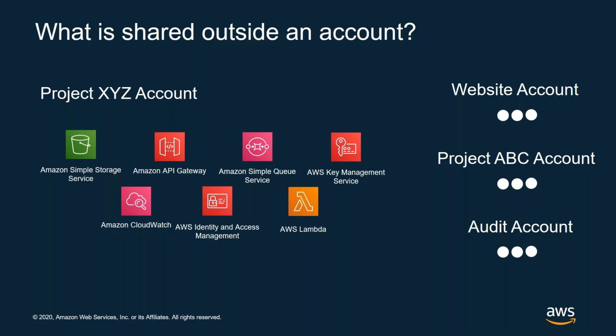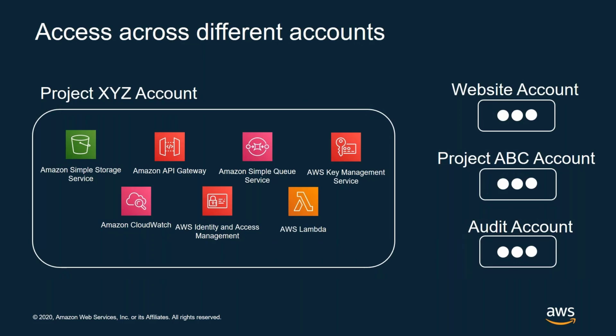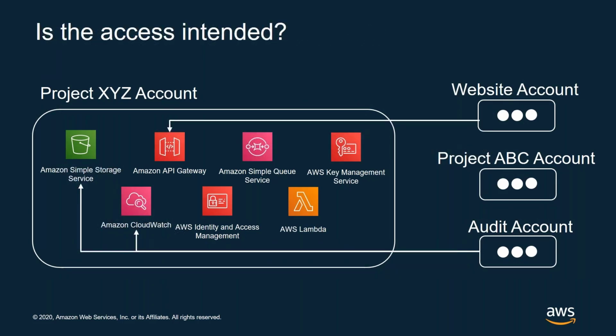For example, there might be a centralized audit account that needs access to a bunch of resources in a specific account for a project. There might be a website account that needs access to API Gateway in a separate project. But during the times when you or someone in your team is making these configurations, there are chances that you might introduce a misconfiguration that provides access which is not intended. And that is essentially when you should be using Access Analyzer, to catch such misconfigurations and identify resource access outside of your account that is unintended or against your security policies.